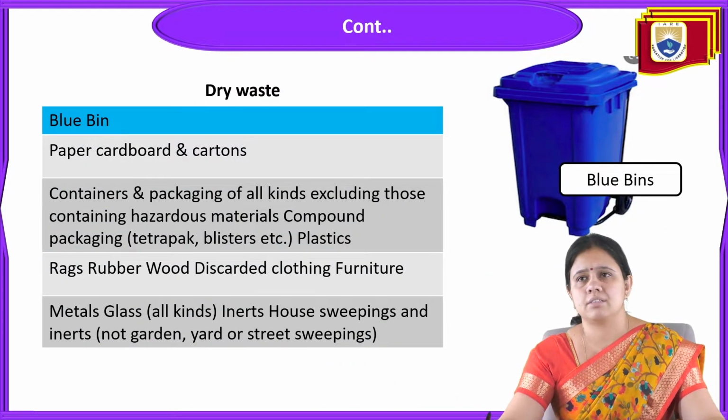Now comes the dry waste. Dry waste is the blue bins. Dry waste is always collected in the blue bins. So what are the examples of this dry waste?